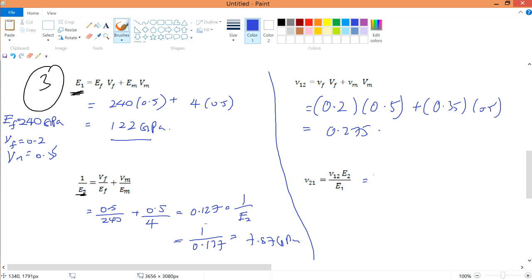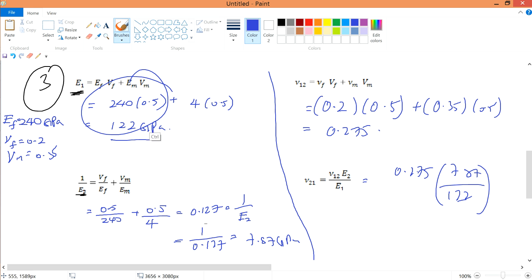So now what is V21? Since we know V12, we know E1, we know E2, then V21 is simple, right? So therefore V21 is equals to V12, which is 0.275, times E2 over E1. E2 is 7.87 divided by 122. Please take note that your SI unit should be consistent, gigapascal. So what you have for this answer is 0.0177. It's very, very small for the Poisson ratio.